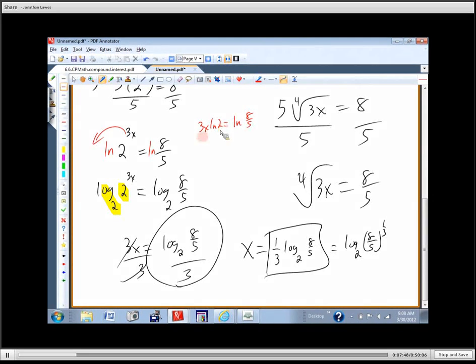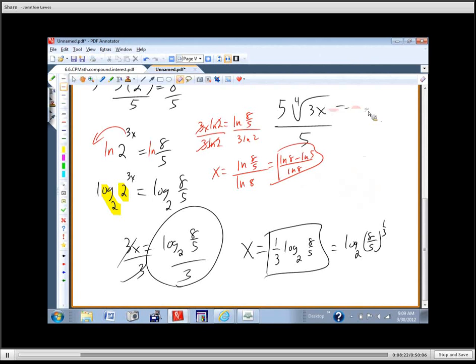How do I get the x by itself? Divide by, I don't want the 3 and I don't want the ln of 2. So those would cancel and I get x equals the ln of 8/5 over 3 ln 2. Let's move this up here. Couldn't I write this as the ln of 2 to the 3rd, which is 8? Would that be okay? And couldn't I write this as the ln of 8 minus the ln of 5 over the ln of 8? Wouldn't that be okay? That'd be fine, wouldn't it?